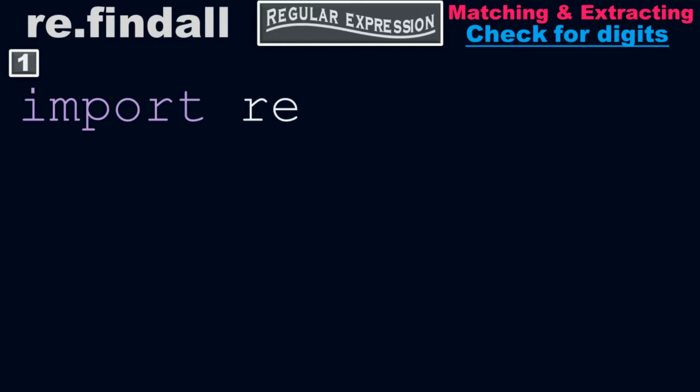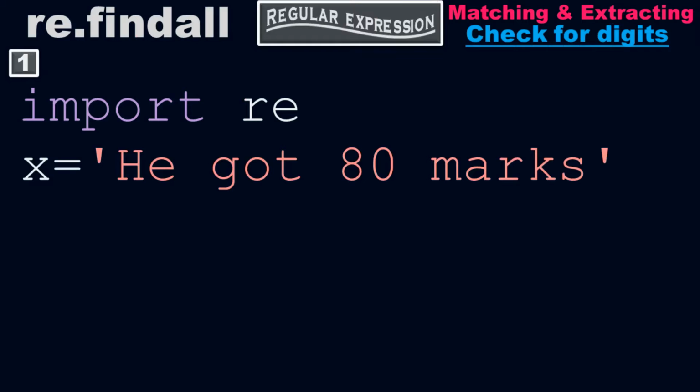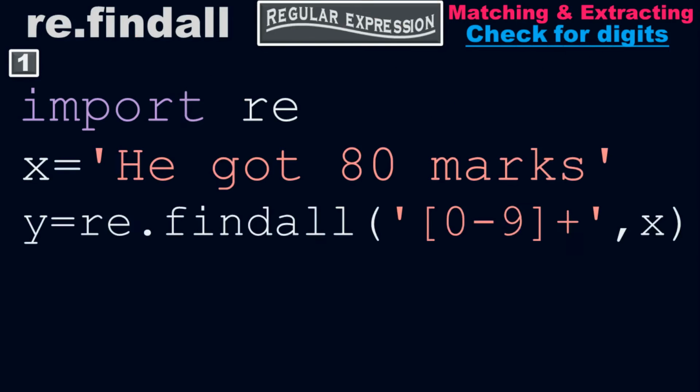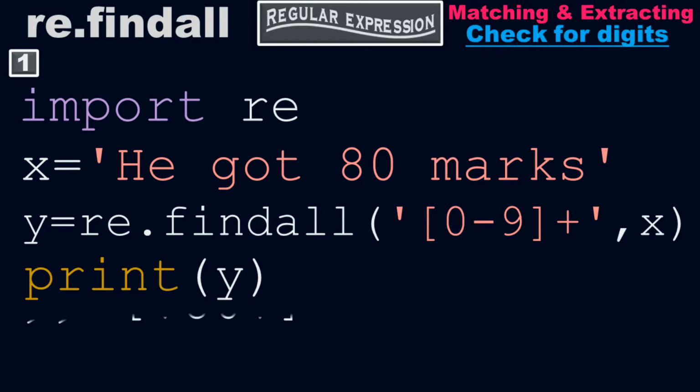So first, import the RE library in Python. RE is the library. We import the RE library in Python. And then X equals "he got 80 marks". And then Y equals re.findall of [0-9] inside the close bracket with a plus sign, comma, X. And then take the print of Y. So its output will be 80 inside the close brackets.